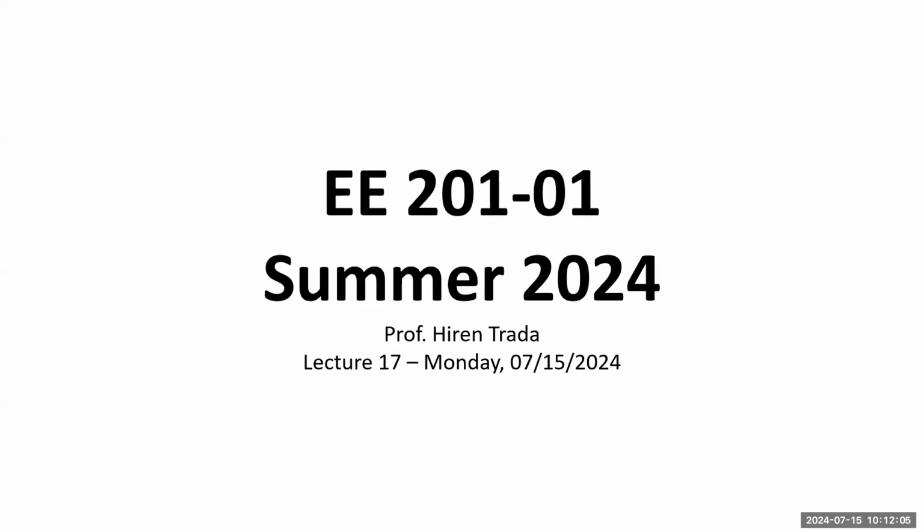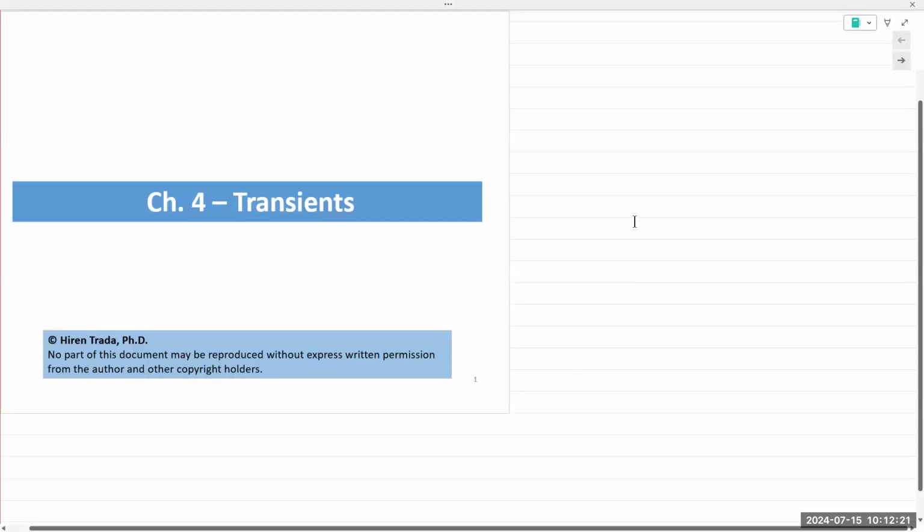Anyway, so I did post the videos in the playlist. Hopefully, students did go over the video for chapter 4. But I do want to do a brief recap. Okay, so let's dive straight away into chapter 4. Chapter 4 title is Transients.